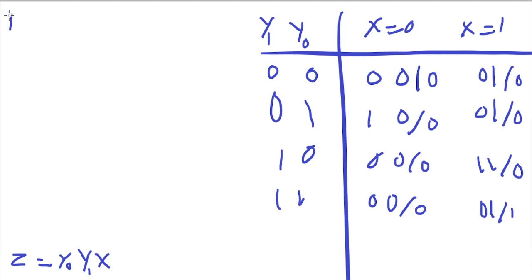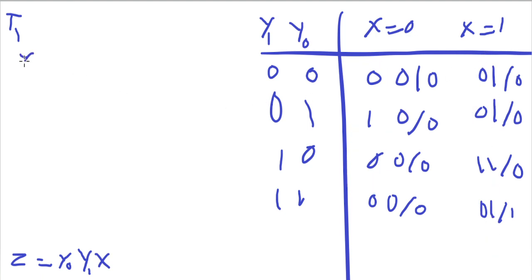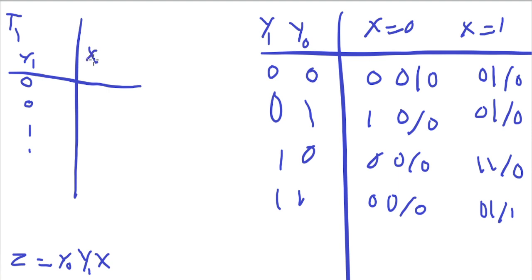So we have T1 and T0. So T1 is going to be comparing the 2's component of all our input things, and the 2's component of both of our outputs. So we'll have the Y1 input, 0, 0, 1, 1. X is 0, X is 1. So we compare this number to this number. No change, so therefore that's a 0. This number to this number. Well, that is a change, so that's a 1.